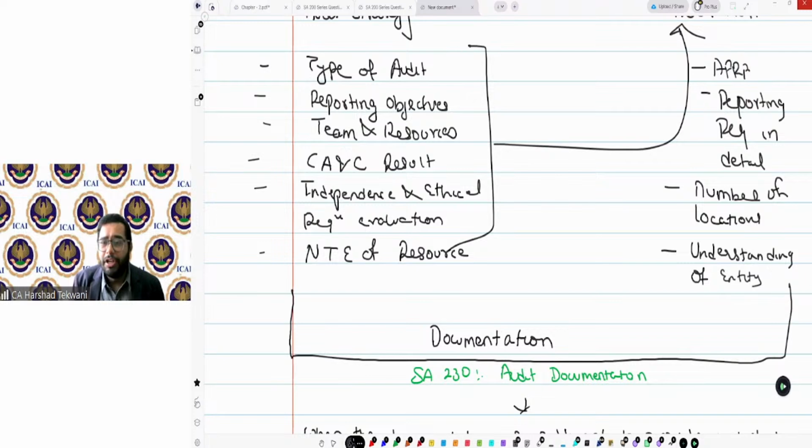Okay. Communication with other auditors. Information that is required to be obtained from another auditor and information that is required to be provided to another auditor, that we will see in SA 600.